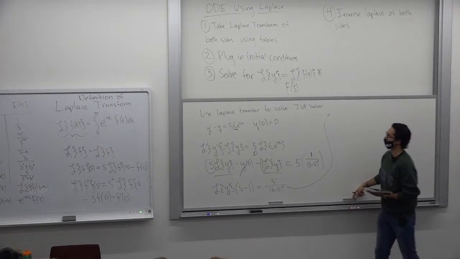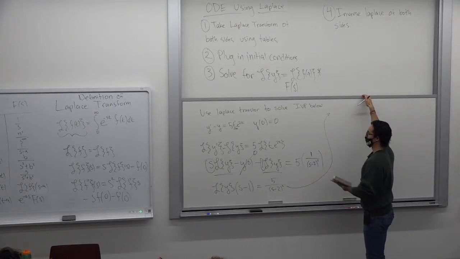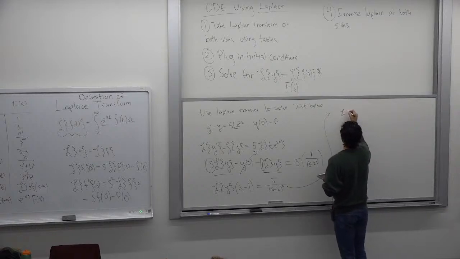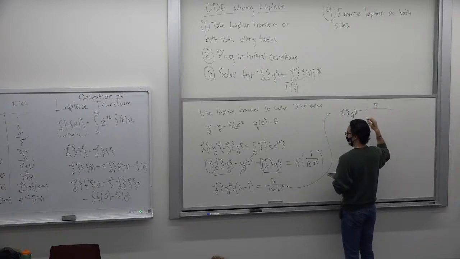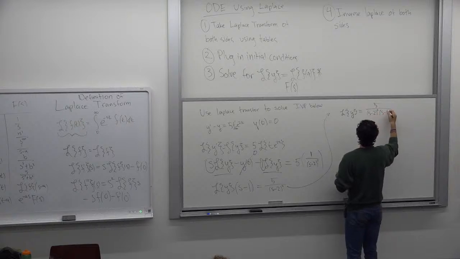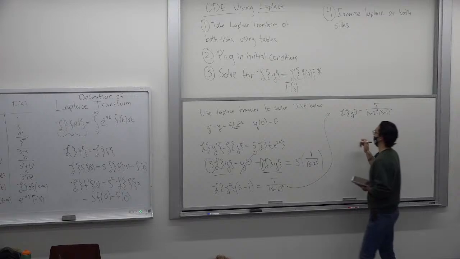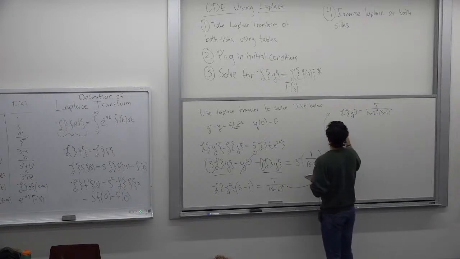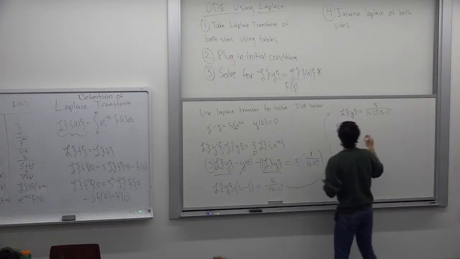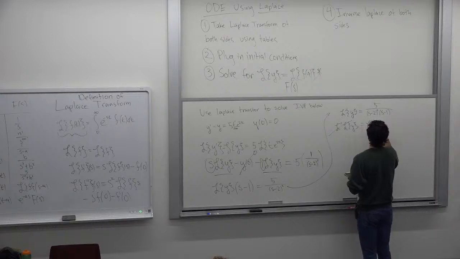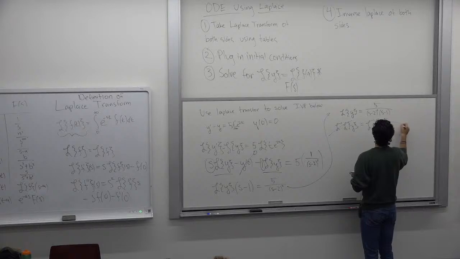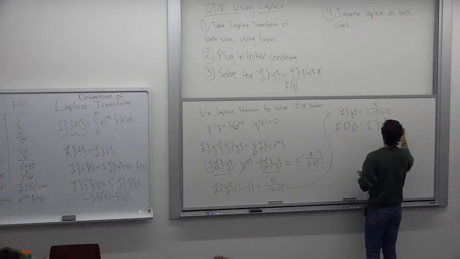Now, we didn't solve for it yet, so we're going to divide by that s minus 1. So the Laplace transform of y equals 5 over s minus 2 squared times s minus 1. All right, we did step 3. Now we're on to step 4. So we're going to inverse Laplace. The inverse Laplace of the Laplace of y, which is just going to be y, equals the inverse Laplace of 5 over s minus 2 squared times s minus 1.